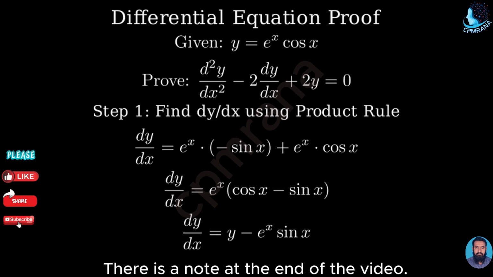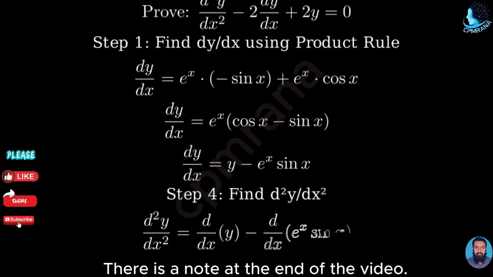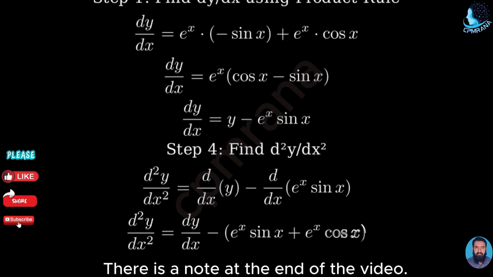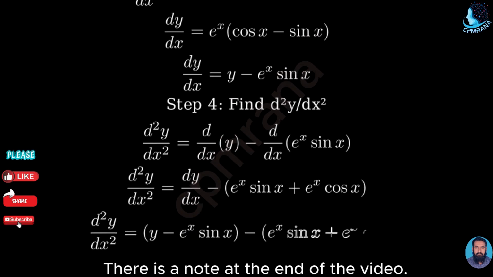We'll differentiate both terms with respect to x. The derivative of y we already know from before. For the second term, we use the product rule again. Now we can substitute our expression for dy/dx that we found earlier. Let's distribute the negative sign and rearrange terms.